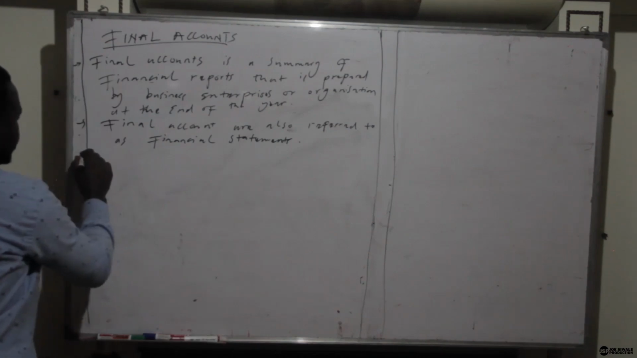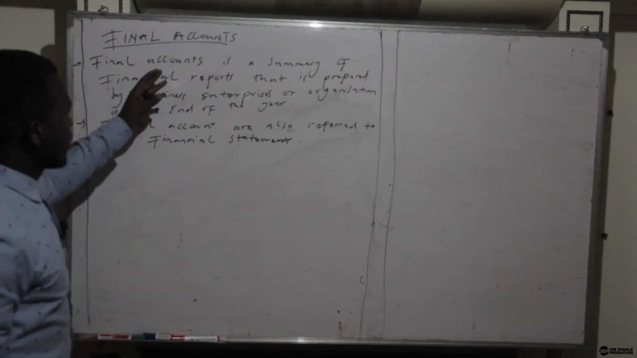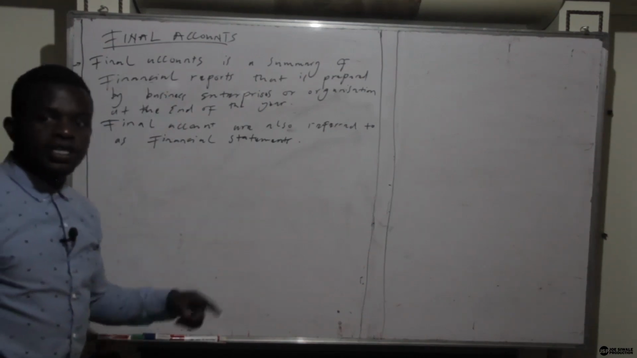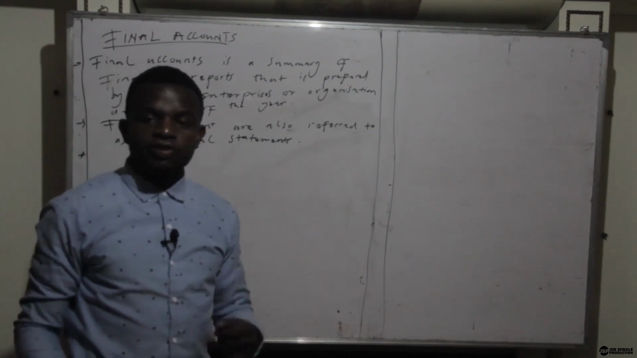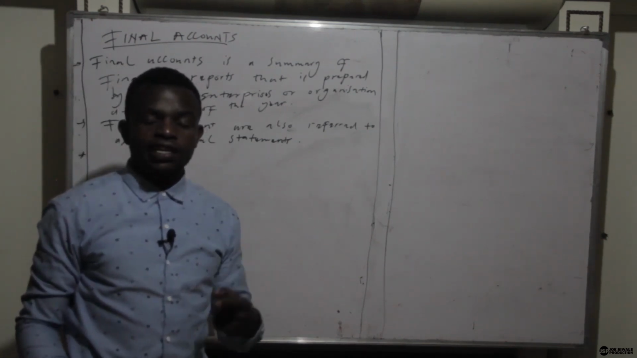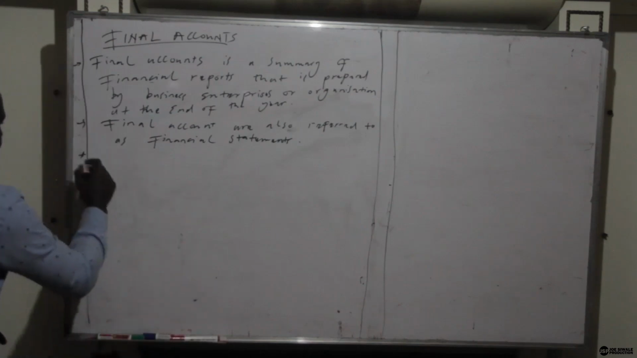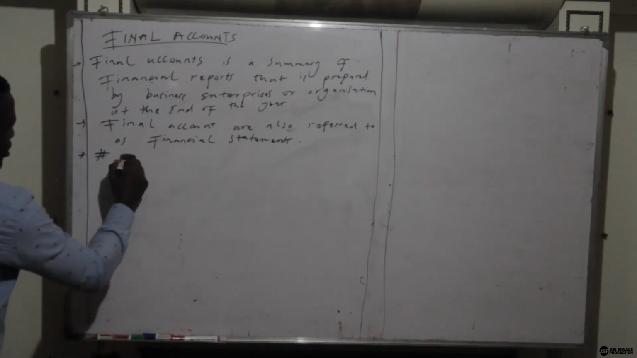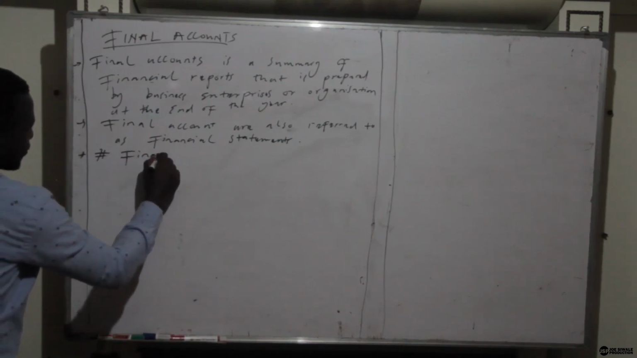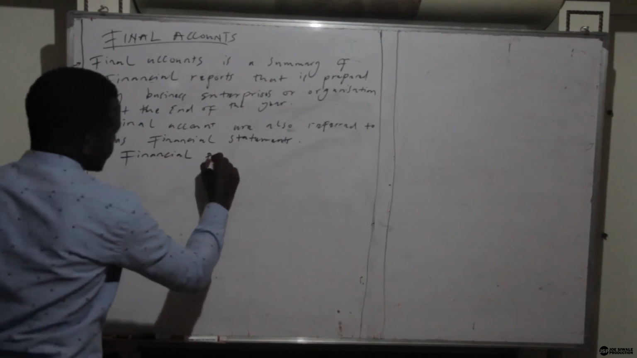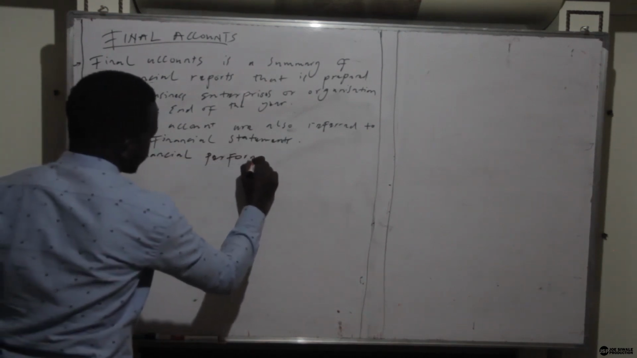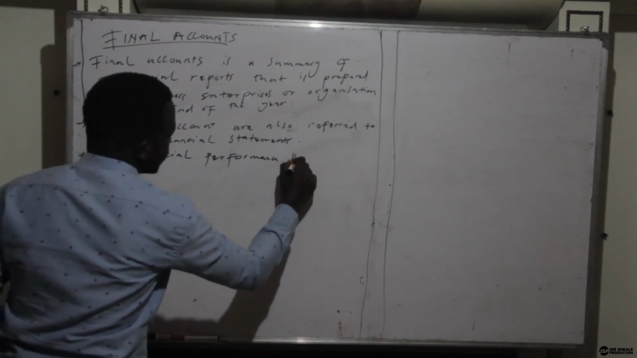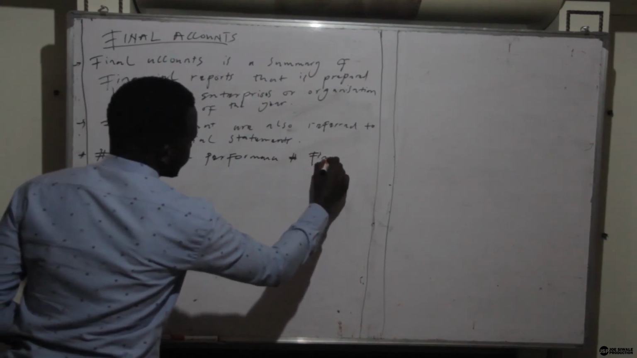And I actually said that these final accounts show two things. They show the financial performance. They also show the financial position. So we can say they show two things: the financial performance and financial position.